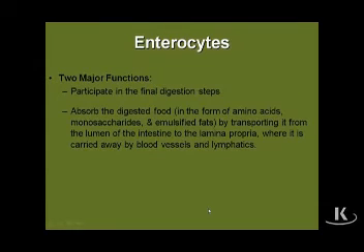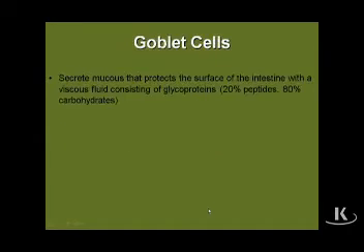And again, enterocytes, they have two major functions. Certainly, the enzymes that are present at their brush border participate in the final digestion process. And certainly their major function is to absorb the digested food that's now in the form of amino acids, monosaccharides, and emulsified fats, and transport it from the lumen of the small intestine to the underlying vessels and lymphatics that lie in the lamina propria. Goblet cells, as we've alluded to, are part of the lining epithelium that secretes mucus to help protect the luminal surface of the epithelium.